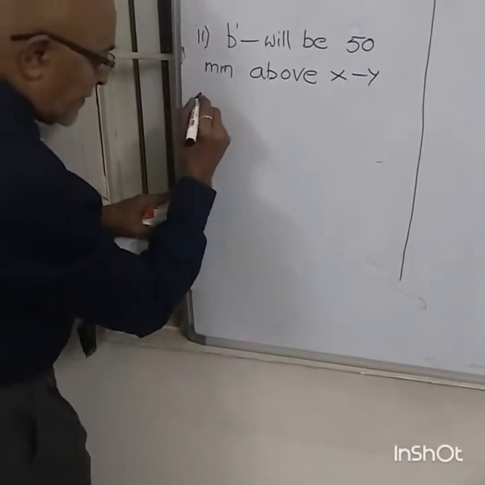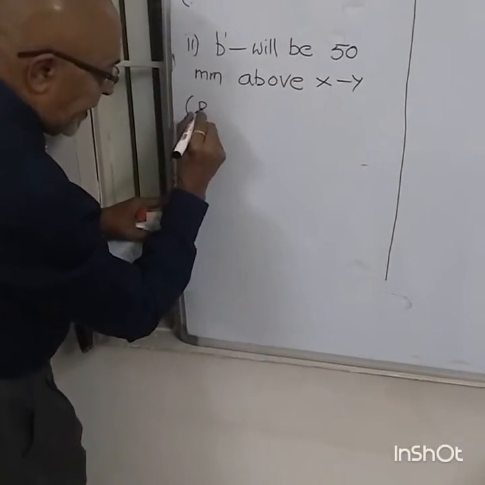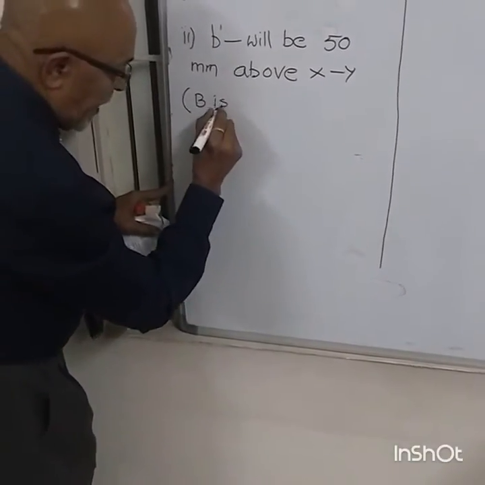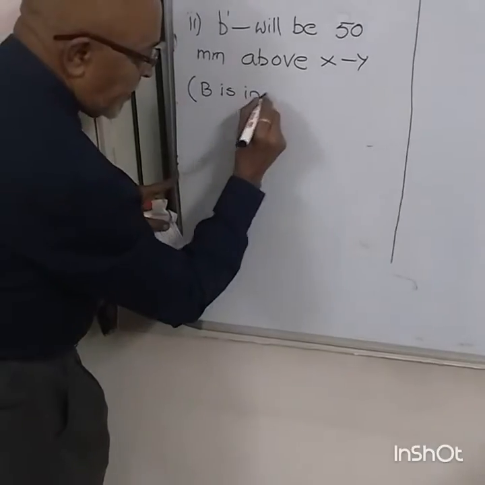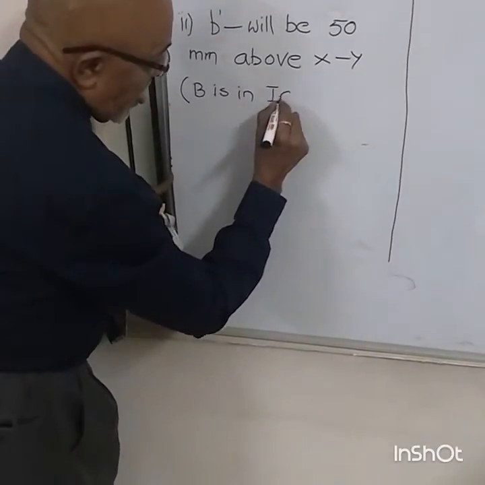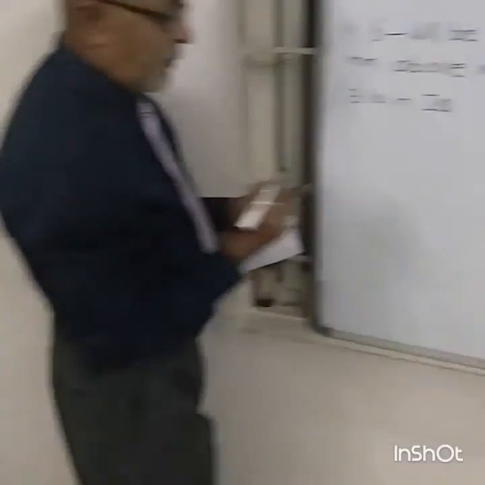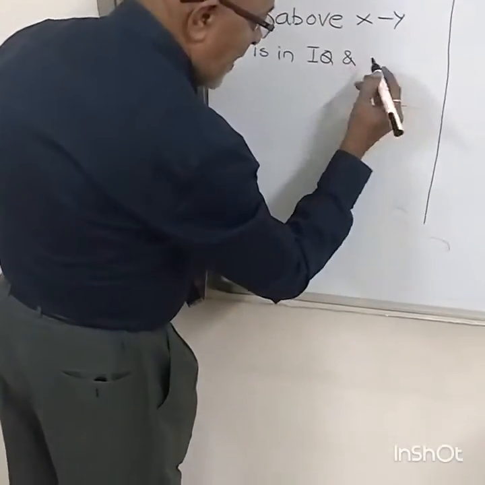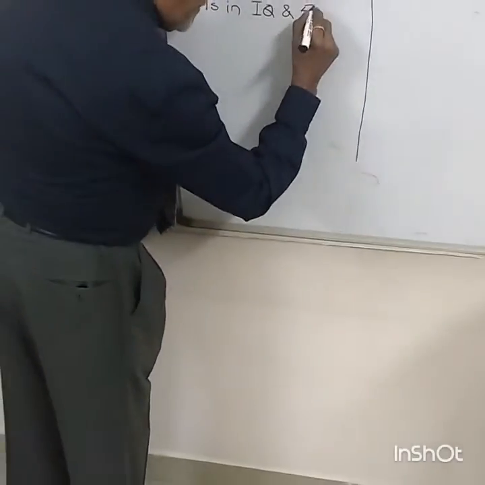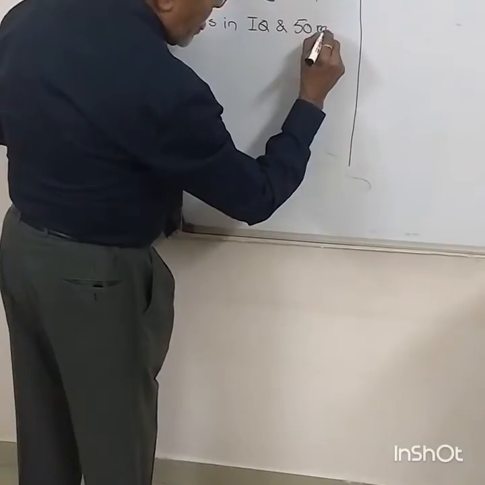Please remember, the original point A is in third quadrant, where we get the top view above the reference line and front view is below the reference line.